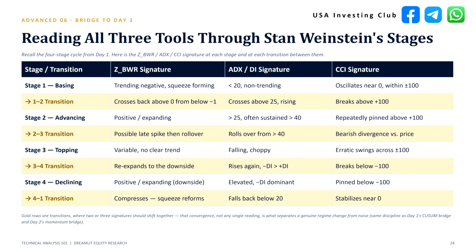And on the final transition, back from Stage 4 into Stage 1, Z sub BWR compresses as a squeeze reforms. ADX falls back below 20, and CCI stabilizes near 0. The gold highlighted transition rows are where 2 or 3 signatures should shift together. And that convergence, not any single reading in isolation, is what separates a genuine regime change from ordinary noise. It's the exact same discipline as day 1's Qsum bridge and day 2's momentum bridge, now extended to volatility.